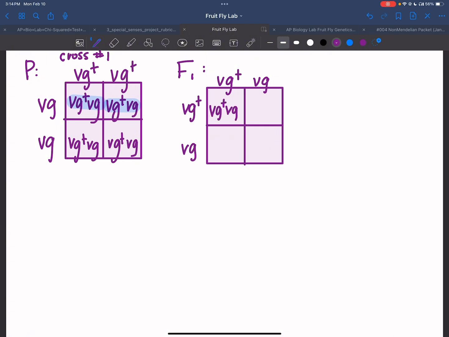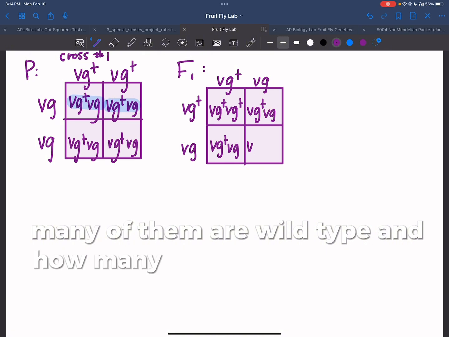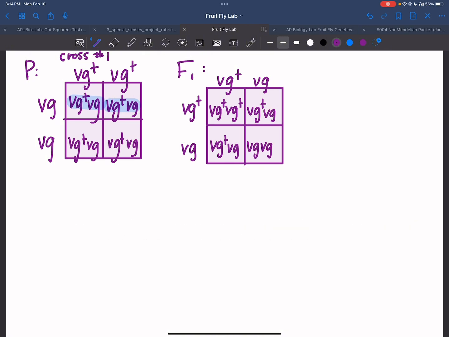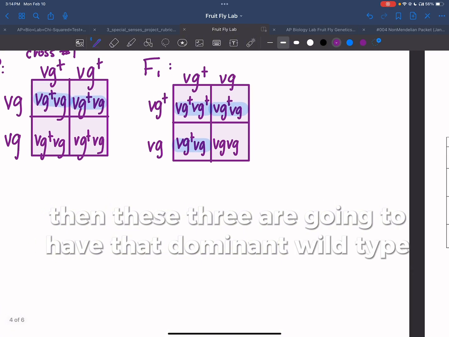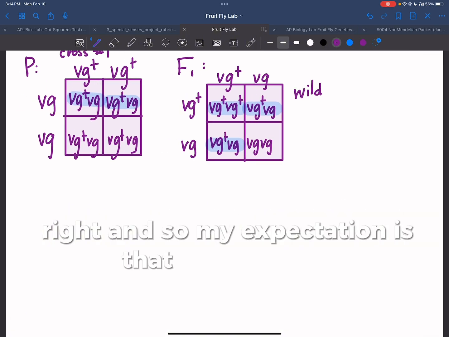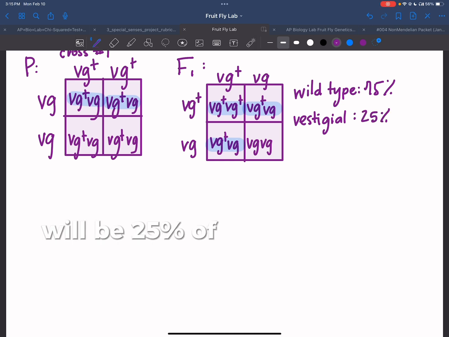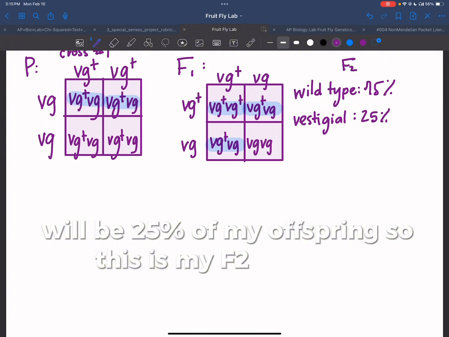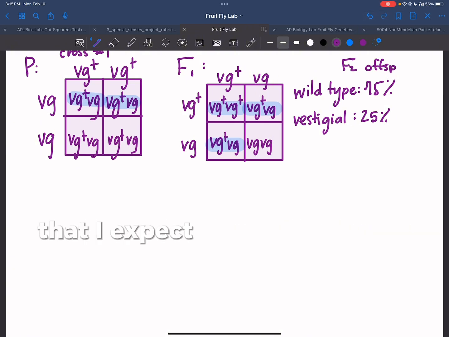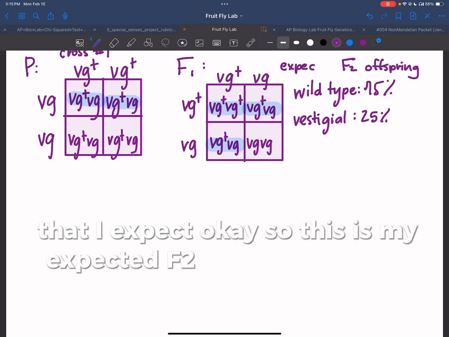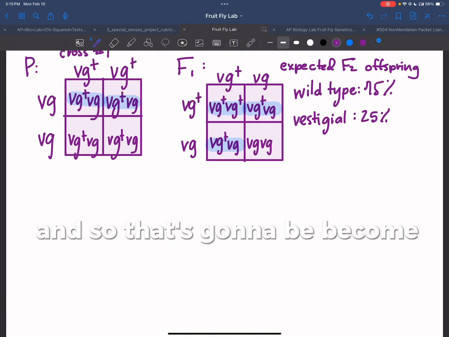what our outcome is. And we're looking for our phenotypic outcome. And so that means what they look like. How many of them are wild type and how many of them are recessive. And so if we look at this, if we're just looking at them, then these three are going to have that dominant wild type phenotype, right? And so my expectation is that my wild type will be 75% of my offspring, 3 out of 4, and my vestigial will be 25% of my offspring. So this is my F2 offspring that I expect. Okay, so this is my expected F2 offspring. All right, and so that's going to become important in a minute.